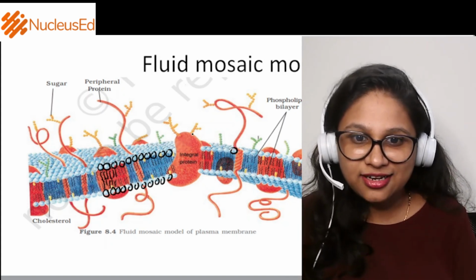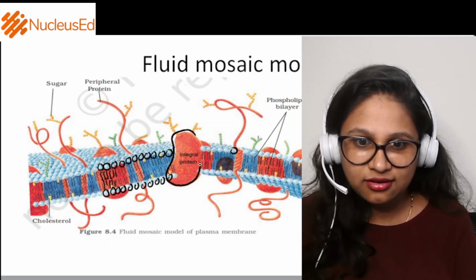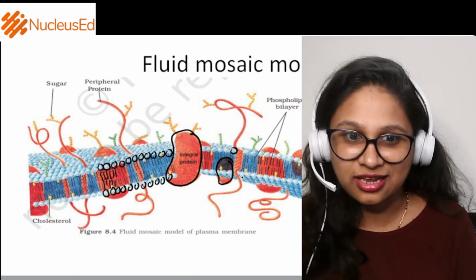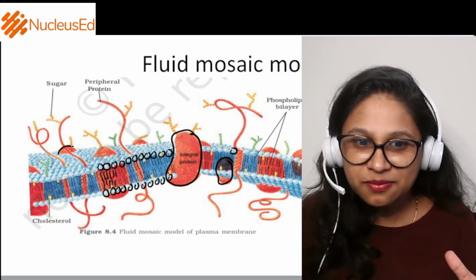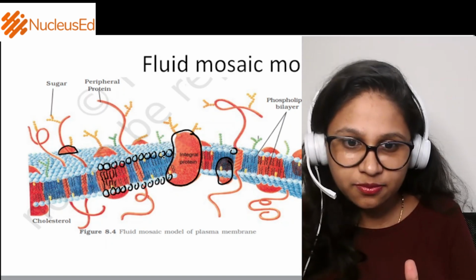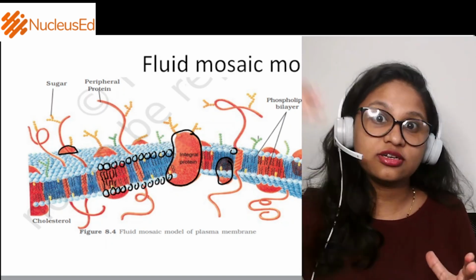But along with them there are these proteins. Can you see there's a big marble-like structure? These are certain proteins which are present in the cell membrane. Now, there are certain proteins which are present only on the surface, much more towards the surface. And there are certain proteins which are embedded throughout the cell membrane to reach the other side.